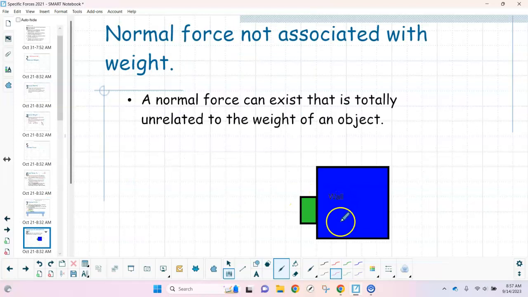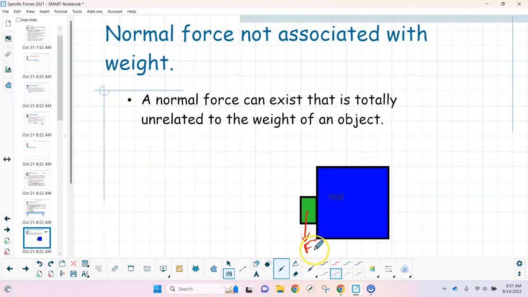Sometimes normal force is not associated with the force of gravity at all. So if this was a book that I had next to a wall, and I wasn't holding it, I would just let go and it would fall straight down. And this gravity force has nothing to do with the normal force.